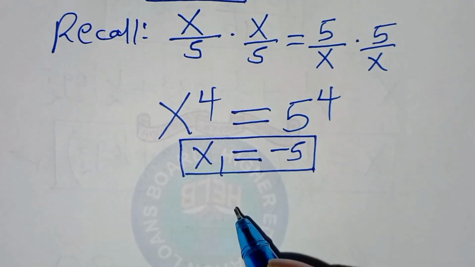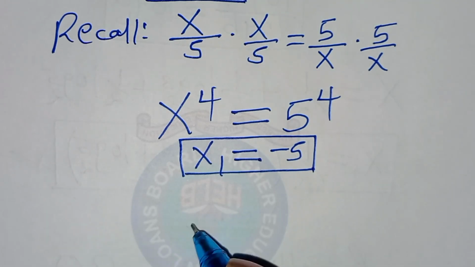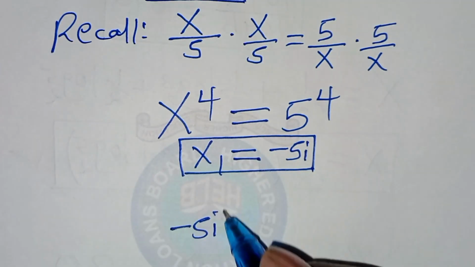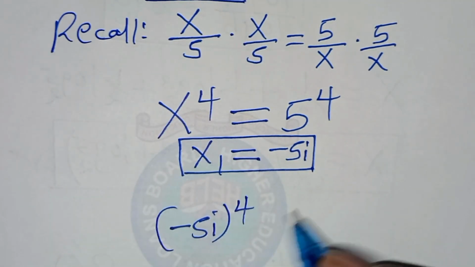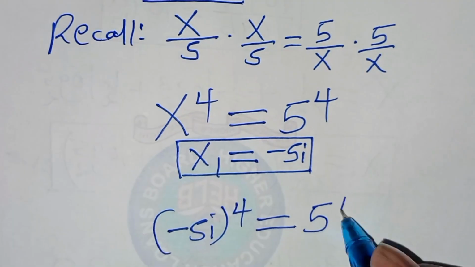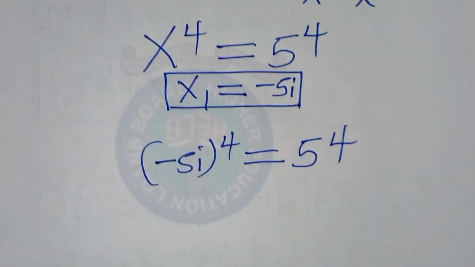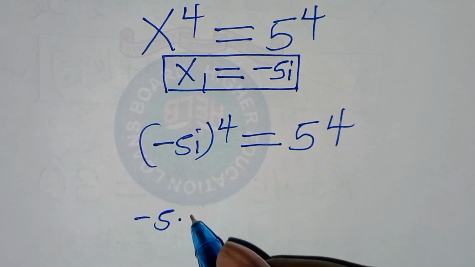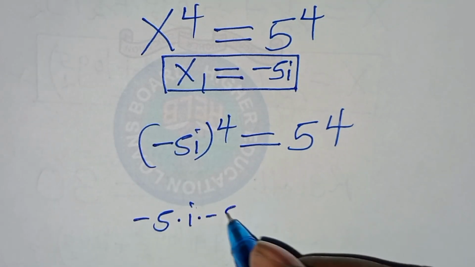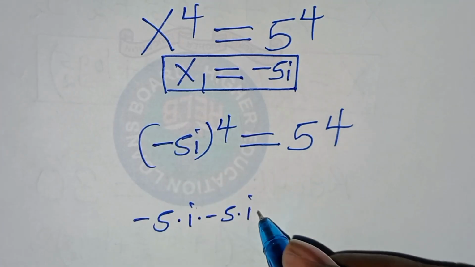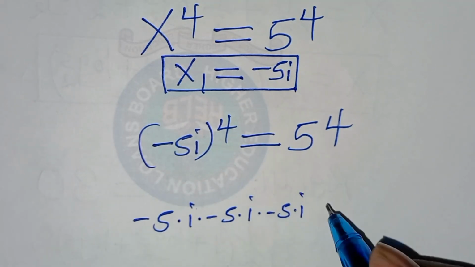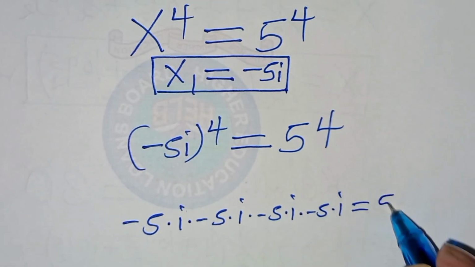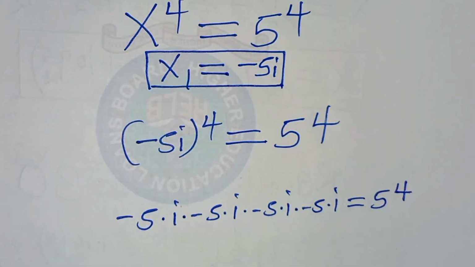Now, this implies that we'll have minus 5 times i raised to power 4. This should give us a value of 5 to power 4. So in this case, we have minus 5 times i times minus 5 times i times minus 5 times i, then times minus 5 times i.